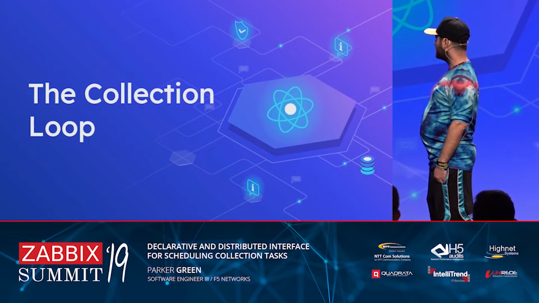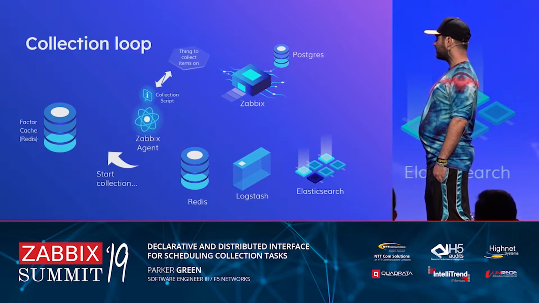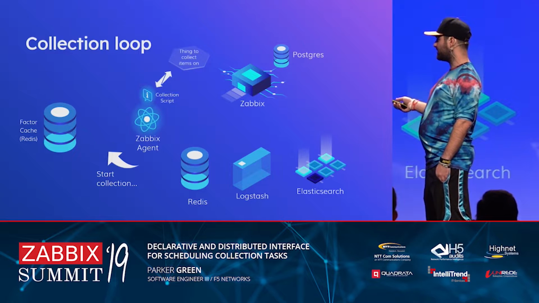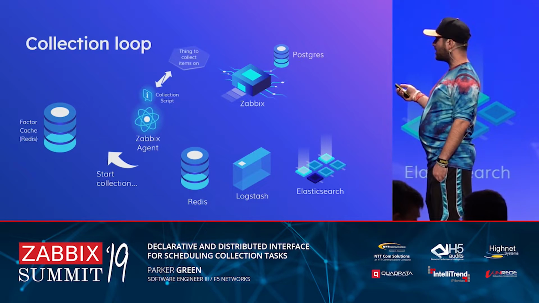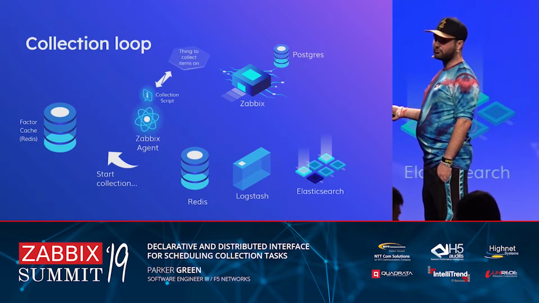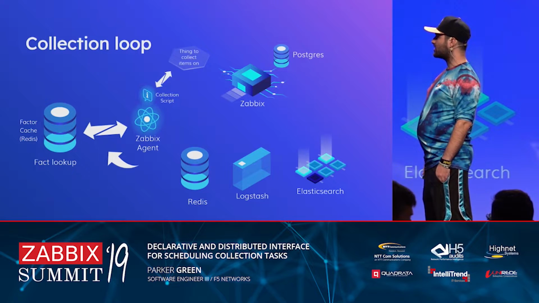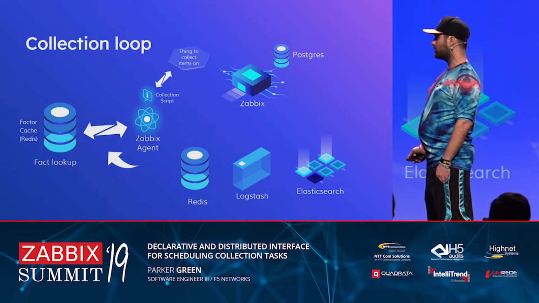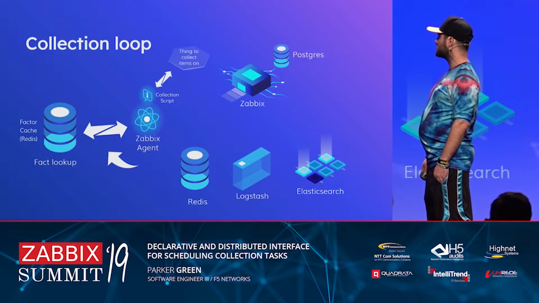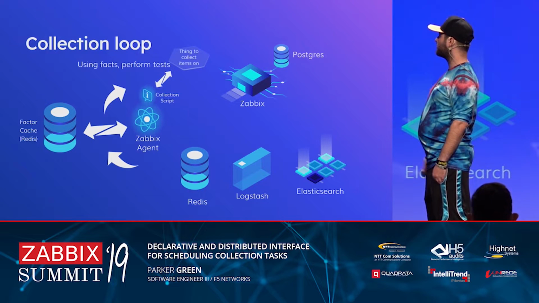So the collection loop, you're probably familiar with the way Zabbix works. There's a little bit of spice in here. We start collection, and all of the user parameters are done in Ruby scripts or Python scripts, and they have a subroutine that talks out to this fact cache and gets a fact lookup. We will talk about that a little bit later. So it gets some facts back.